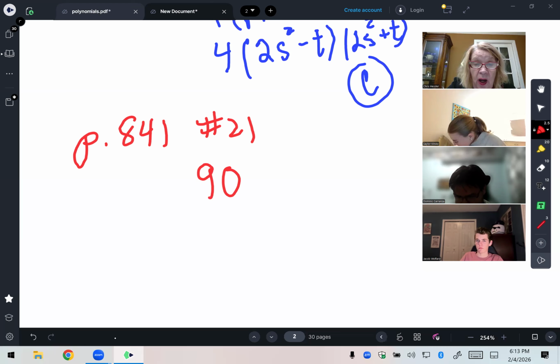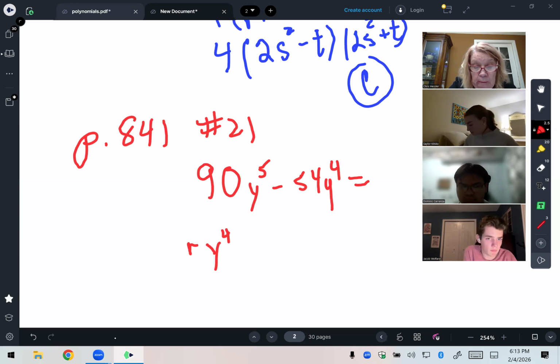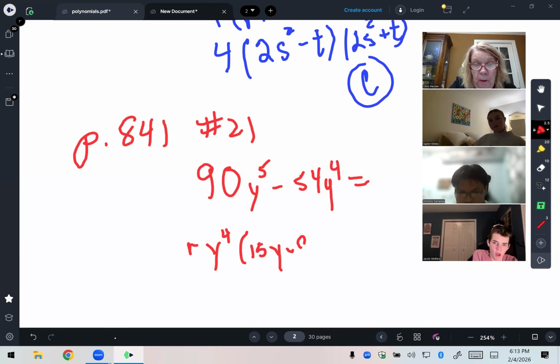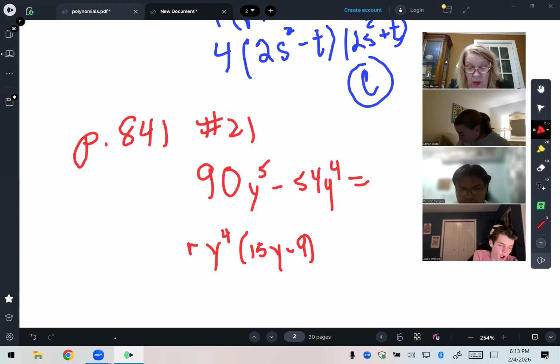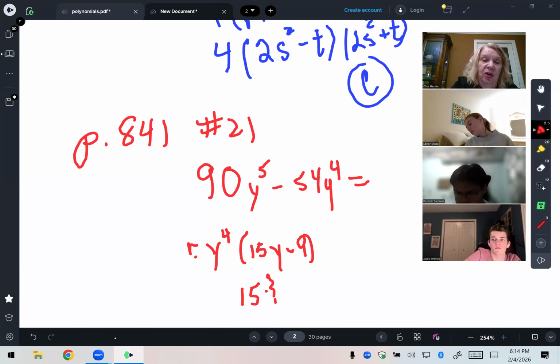It's 90y to the fifth minus 54y to the fourth. And out of that, we're going to get an r we don't know, times a y to the fourth, and then a 15y minus 9. So our job is to find r. So basically, 15 times what number would, that's a question mark.